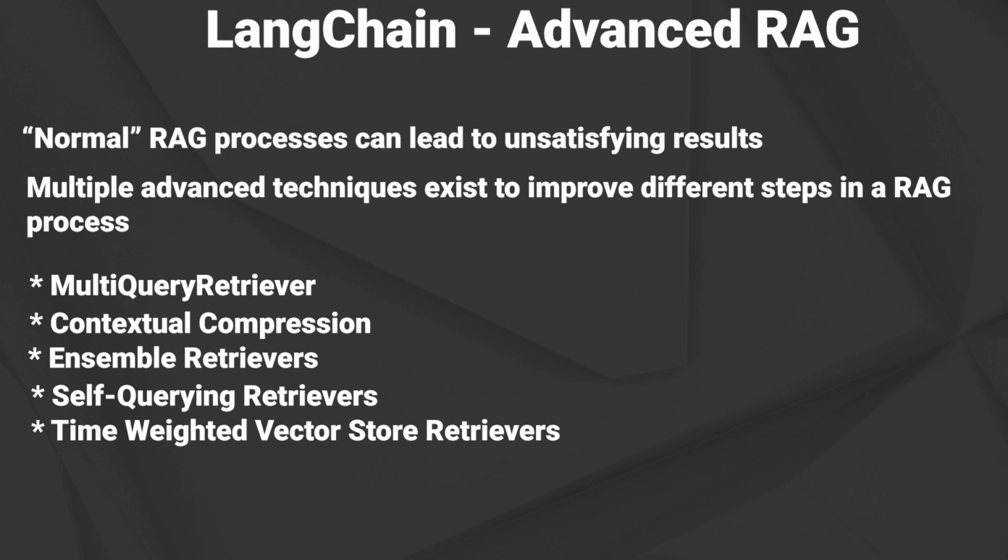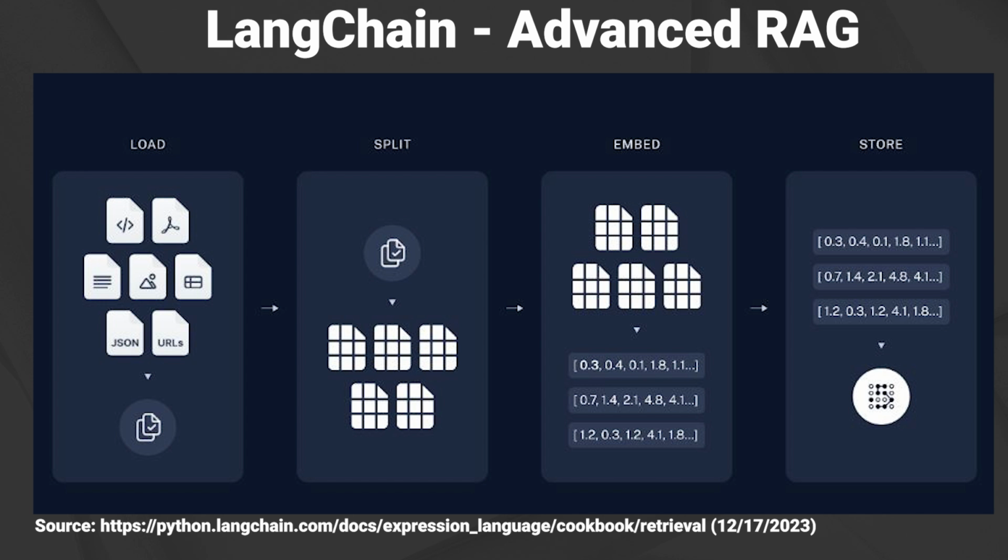time weighted VectorStore Retrievers. We first have a look at the typical workflow in an AI application. You first have the indexing step. You load raw data into memory, split the data, embed the chunks into embeddings, and store the chunks and the embeddings into a vector store.